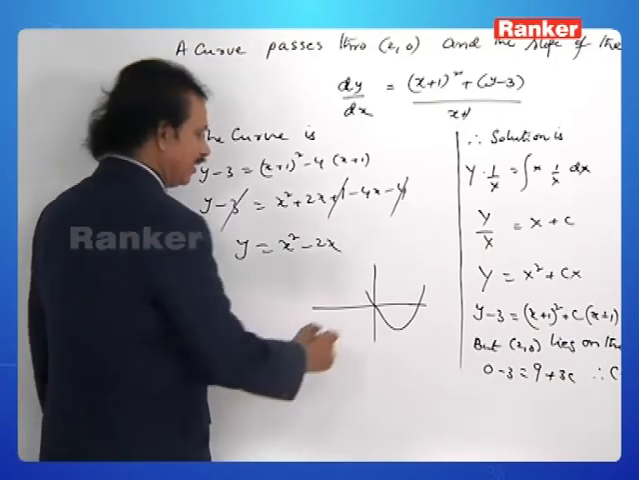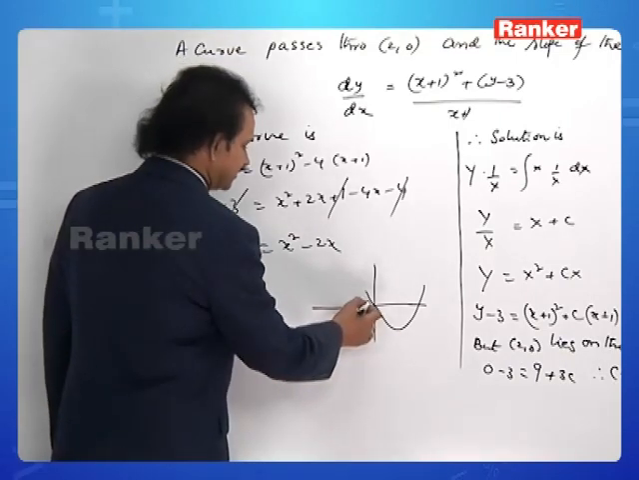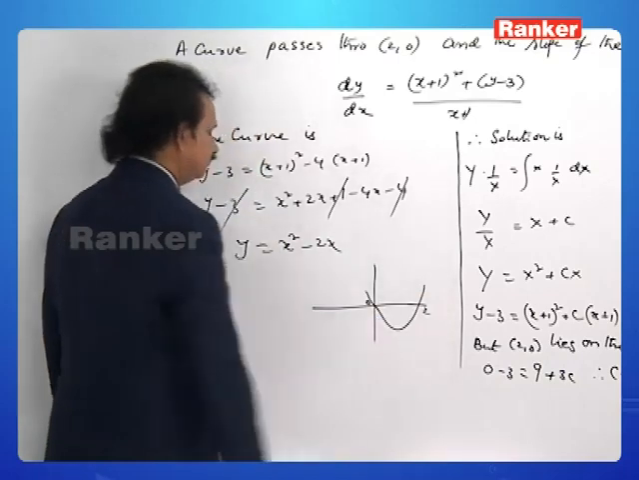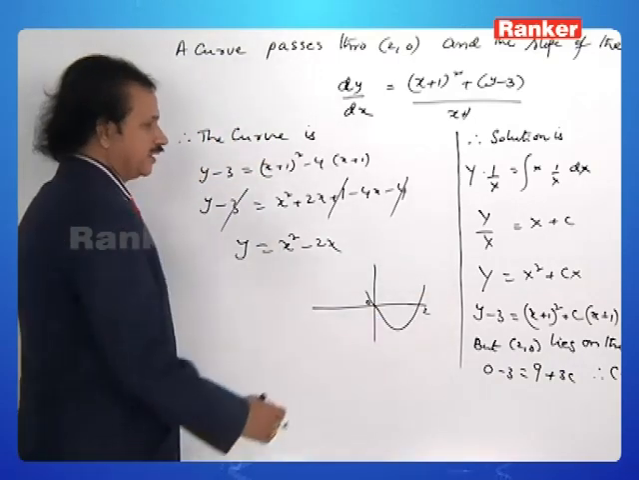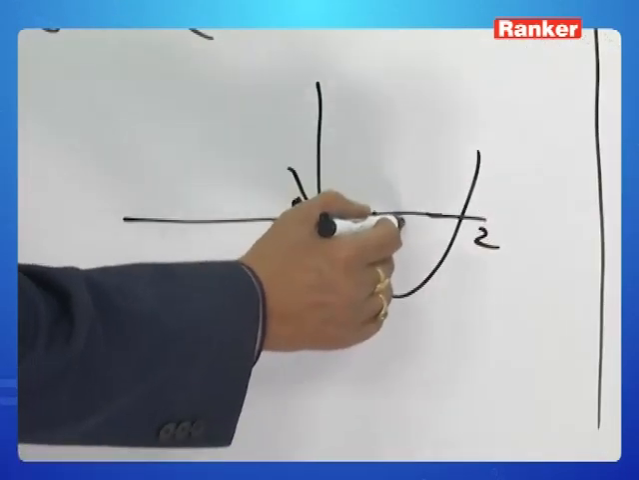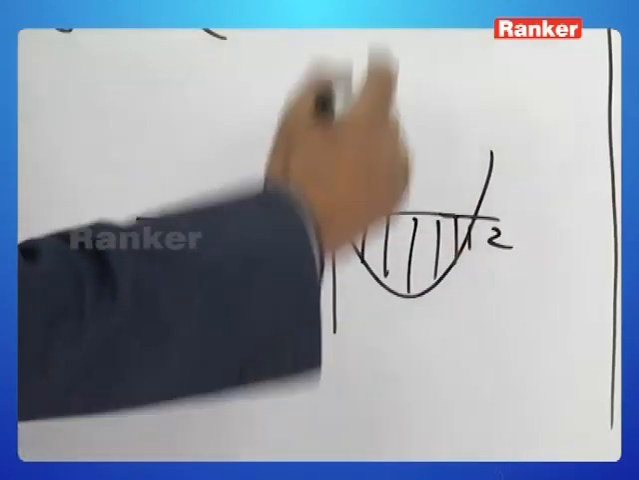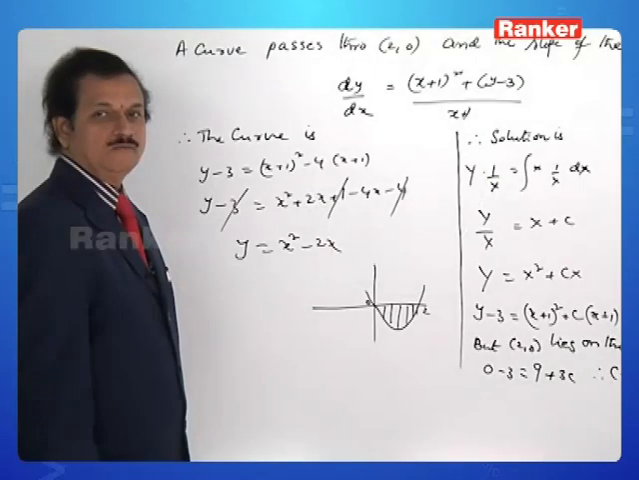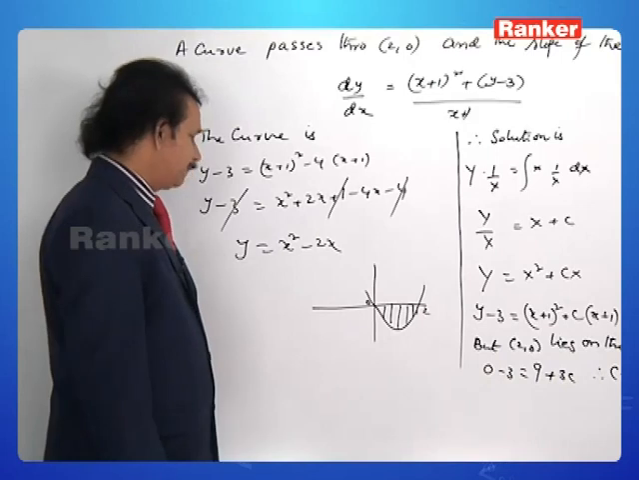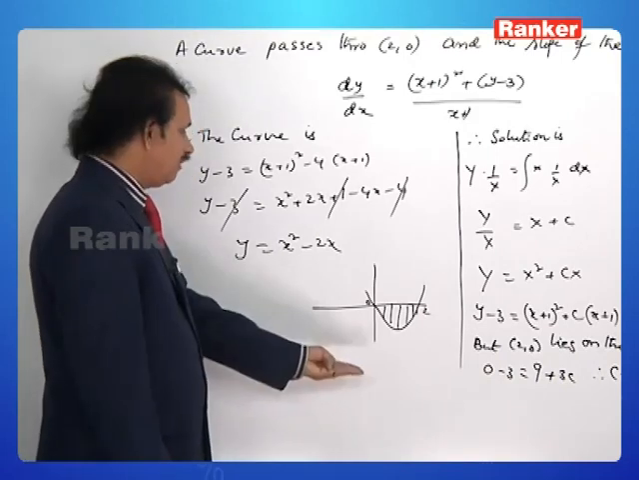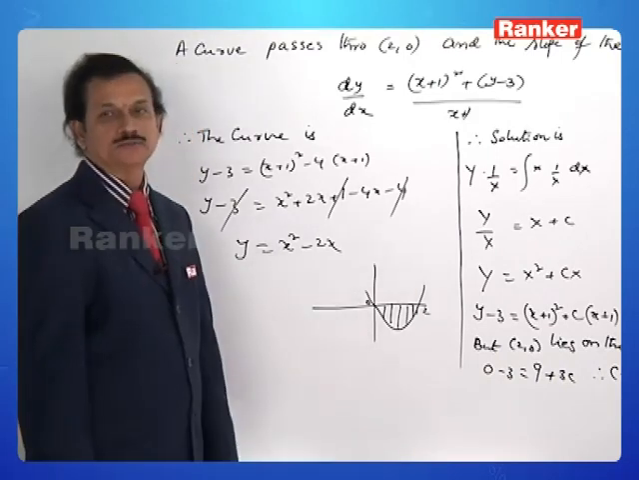It meets the parabola. It is the parabola which meets the x-axis at 0 and 2. The required area is this. One more thing you may have to notice, the curve lies below the x-axis between 0 and 2.